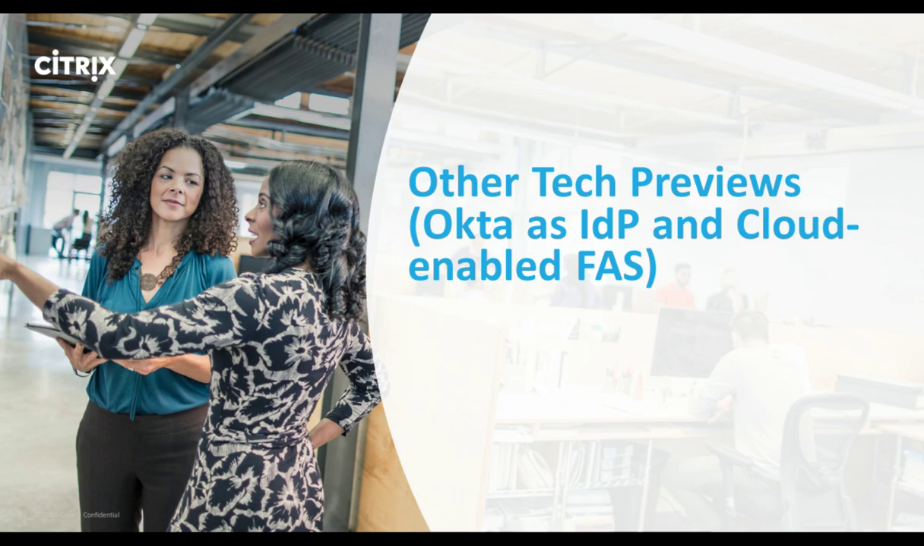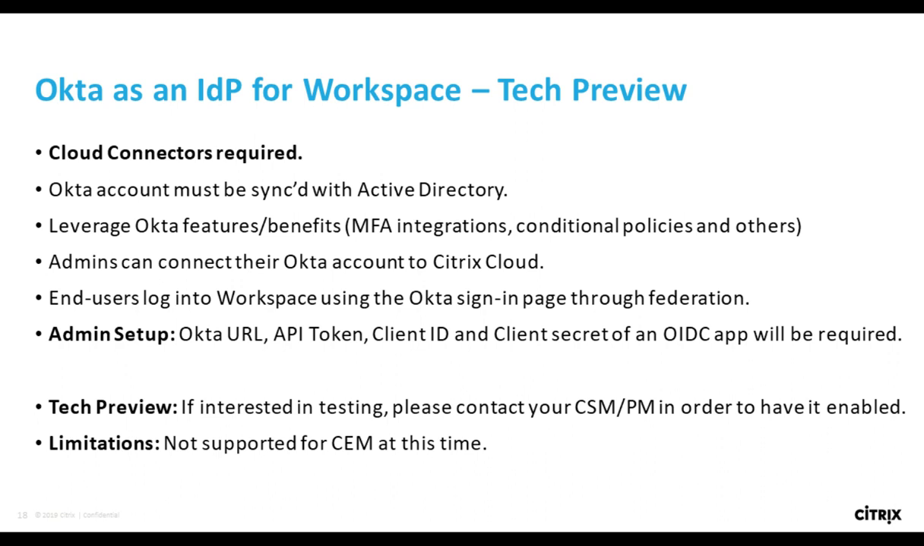So we have other tech previews. First, we have Okta as an IDP, and we have cloud-enabled FAS as well. Okta is an IDP for workspaces right now at tech preview. Cloud connectors are required for this. The Okta account must be synchronized with Active Directory, and you can leverage features and benefits like multi-factor authentication integrations, conditional policies, and others. Admins can connect their Okta account to Citrix Cloud, and end users will log into Workspace using the Okta sign-in page through Federation.